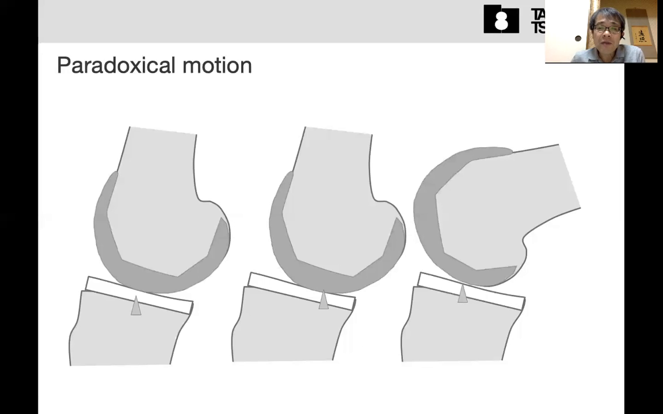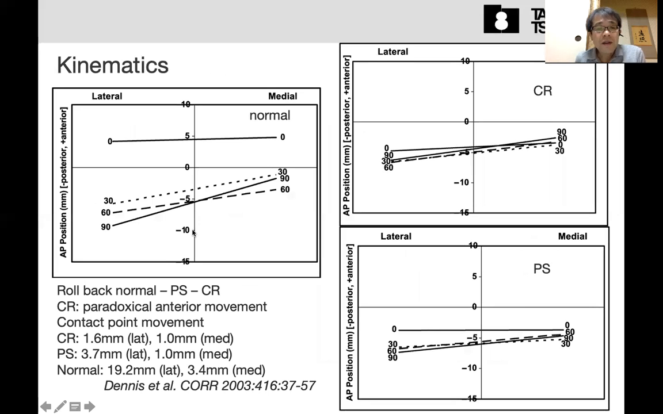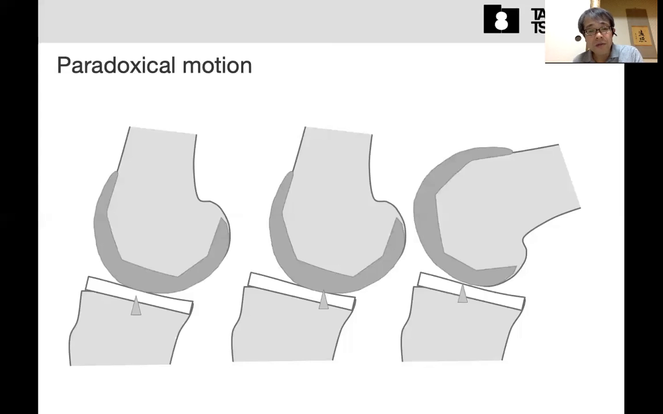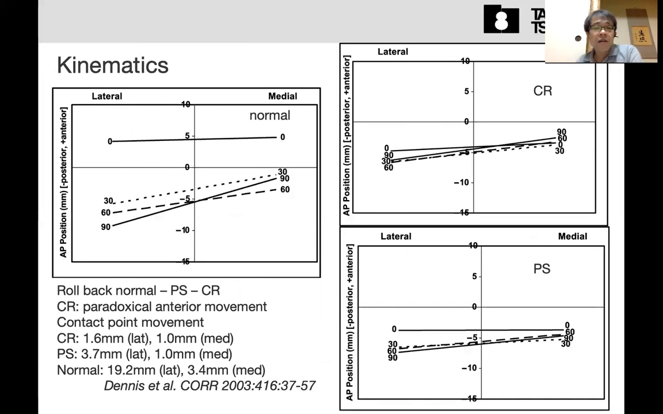And sometimes rollback is insufficient even after the reduction of this early phase of anterior translation. Then this is the report of kinematics. This is the normal kinematics. This graph shows the contact point. This is the knee flexion angle. So this is the rollback motion.